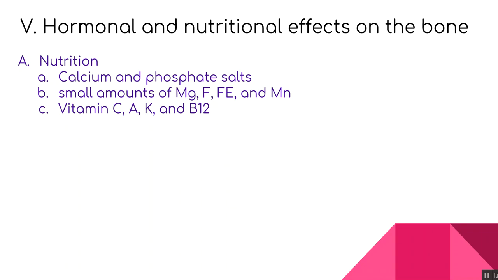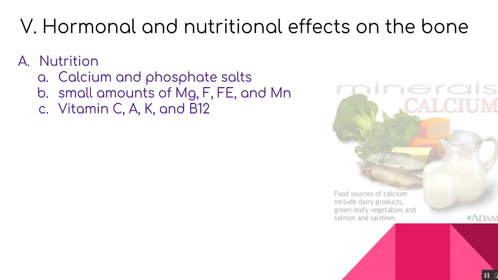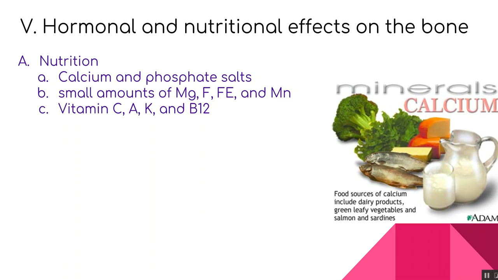K and B12 are used in protein formation. C and A help with bone formation. Vitamin C also helps with the bone mass and strength. Well, there's my picture of healthy foods. Next slide, I'm going to talk about something called scurvy, and that has to do with vitamin C.